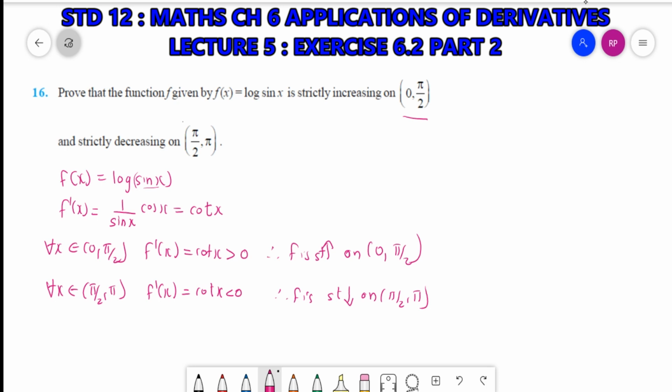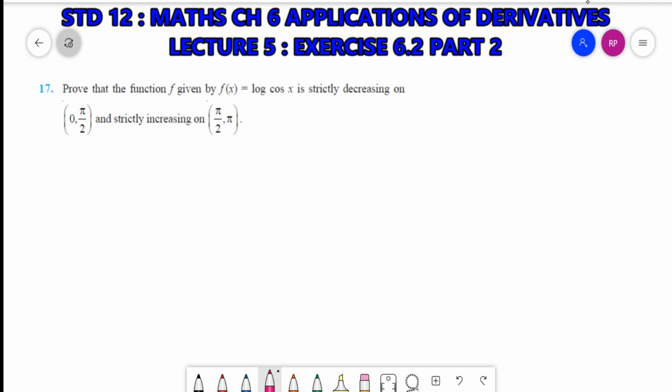Now let's move to the next, that is question number 17. Question number 17. Prove that f(x) is equal to log of cos x is strictly decreasing on 0 to pi by 2 and strictly increasing on pi by 2 to pi. Here it's modulus of cos x. Okay? Because in first quadrant it's okay, it's positive. But in second quadrant cos x is negative. Okay? And we can take logarithm only of positive numbers. So it's modulus of cos x.